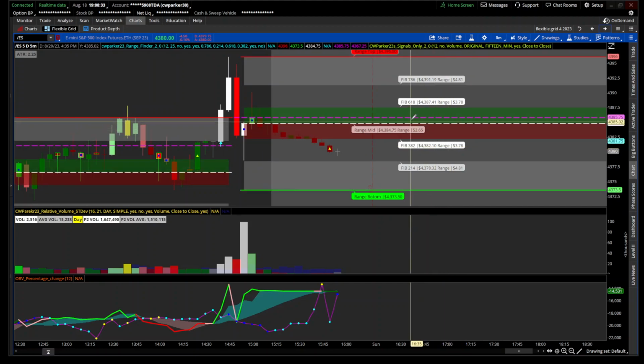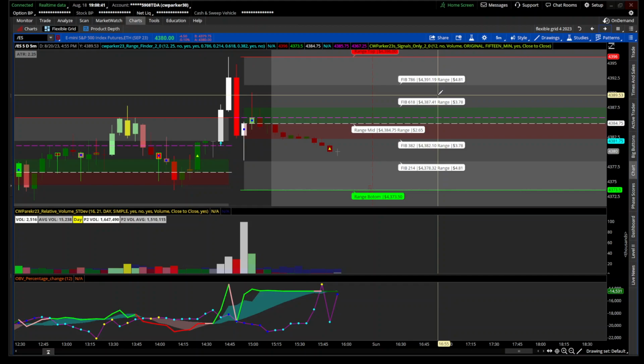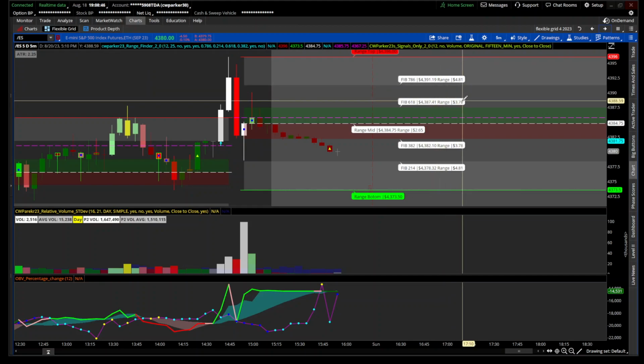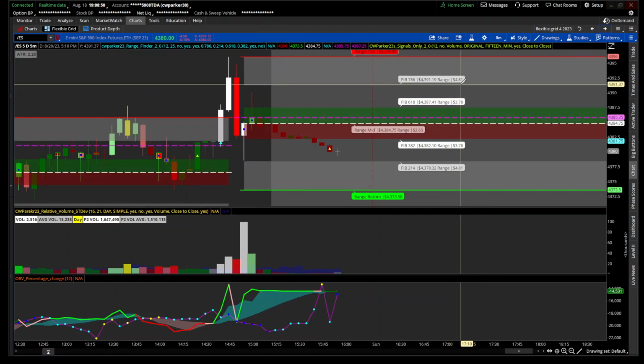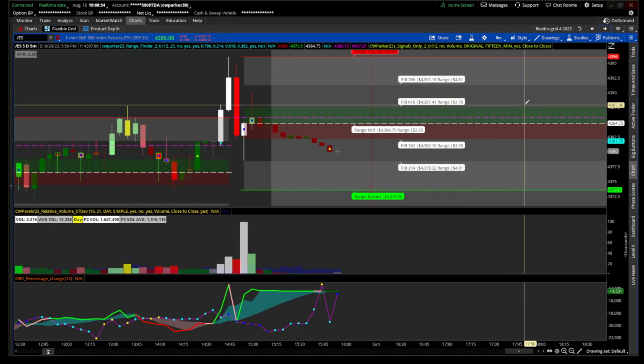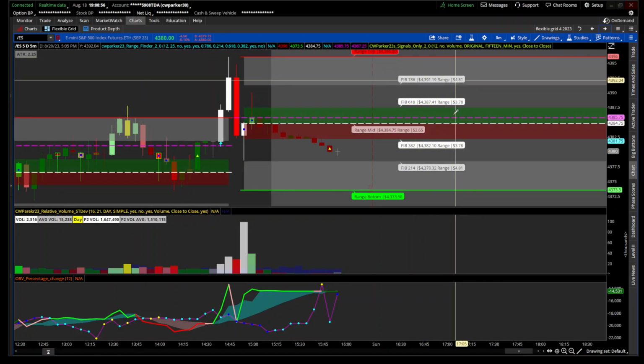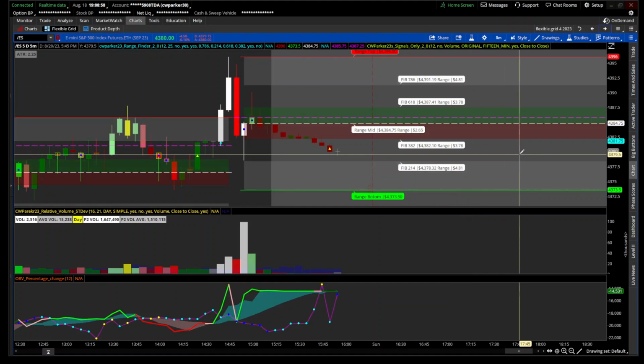And from the 50 to the 38.6, it's $2.65. And from the 61.8 to the 78.6 is $3.78. And from the range high to the 78.6 is $4.81. And you can see that I balanced my range out versus what the original Fibonacci levels were.